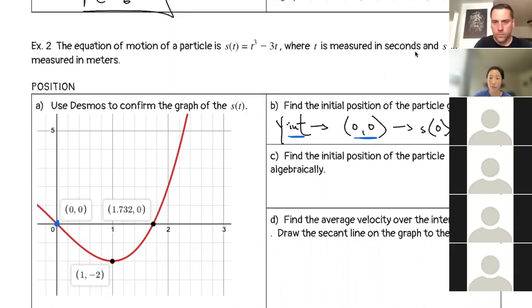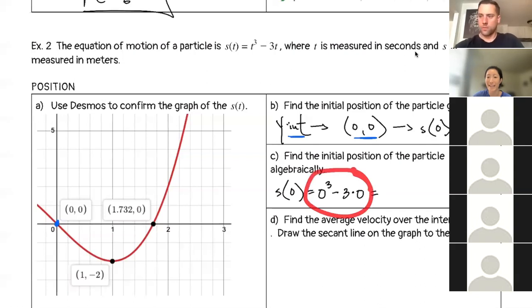Now, how do we find this algebraically? Turns out this last piece tells us what to do. We're going to plug in 0 into the position function. So S of 0 equals 0 cubed minus 3 times 0. We want to be really careful about our computations. I've definitely seen people move through something like this too quickly and get -3 because they forget that 3 times 0 is going to give you 0. But you should end up with 0. And if we're going to bring in units here, what units might we want to put on our answer for C?